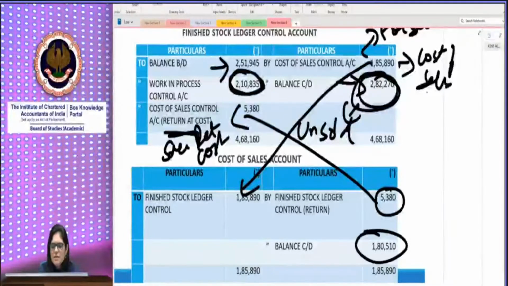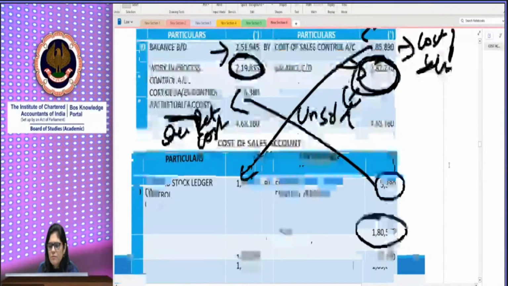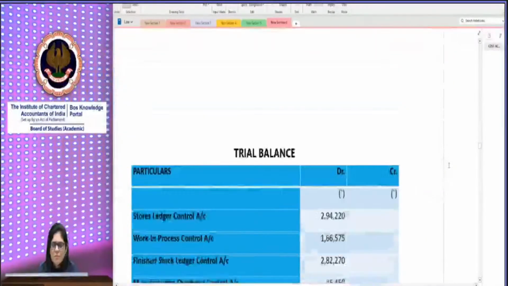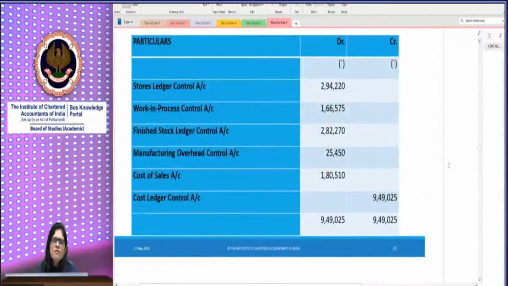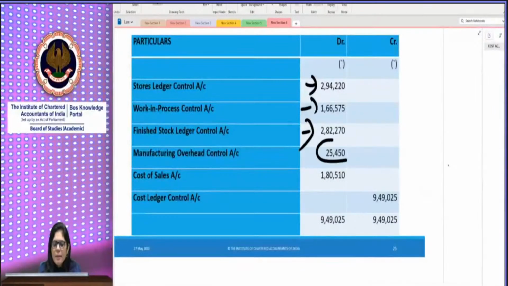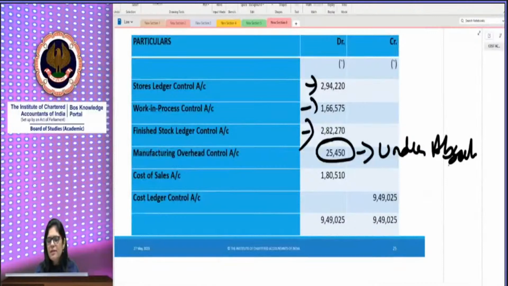So this is the balance carried down, or it can be transferred to the costing profit or loss account also. So this is the trial balance. Once you balance the accounts, this is the trial balance. Stores ledger debit balance, so these are the inventory. It has to have a debit balance. If it's a debit balance of manufacturing overhead, that means it's under absorbed. Clear? Any debit balance is under absorbed.